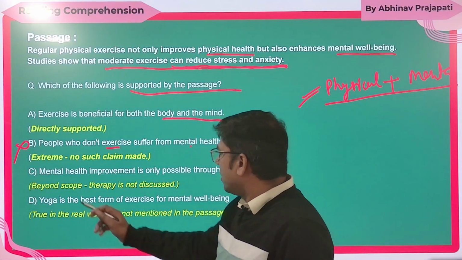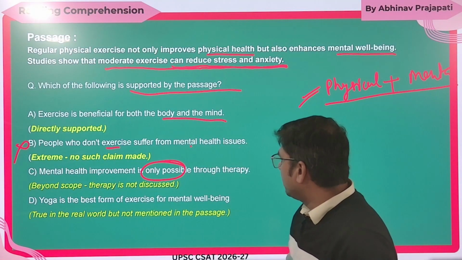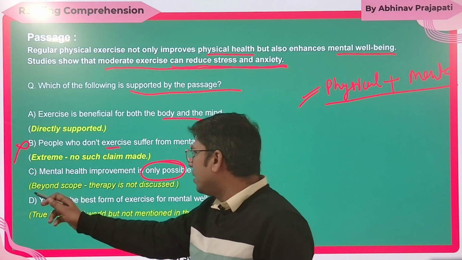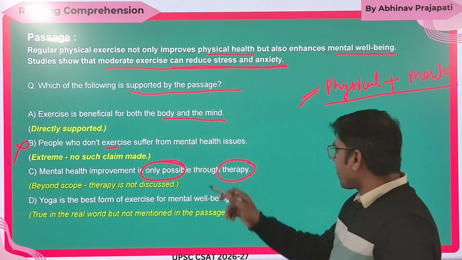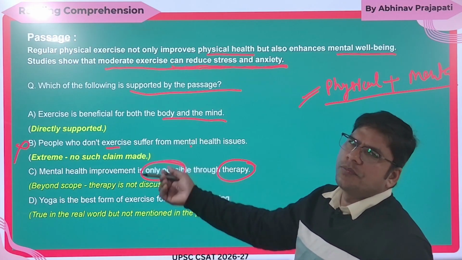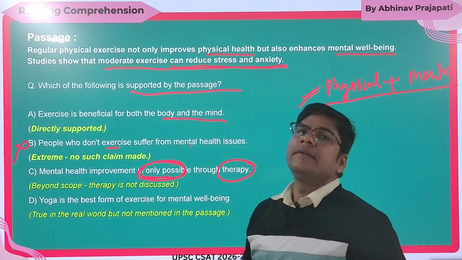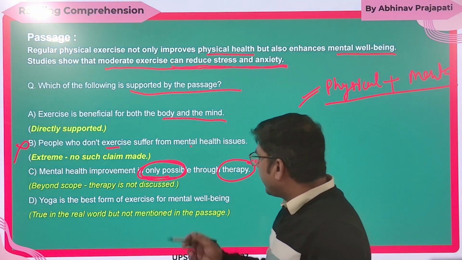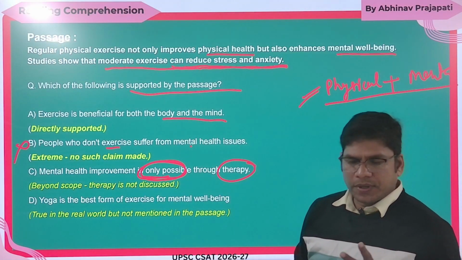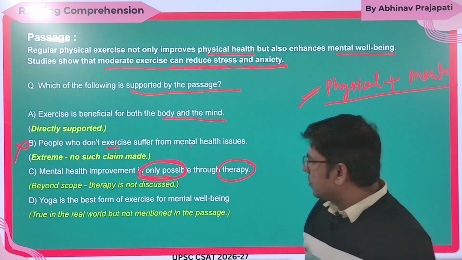Mental health improvement is only possible through therapy. Now again an extreme claim, and this is also beyond the scope of the passage because therapy is not discussed in the passage. Also "only possible" is using an extreme word. So you can eliminate this option based on two tools: first, beyond the scope of the passage, and second, extreme words. So you should avoid this. So this is not correct.